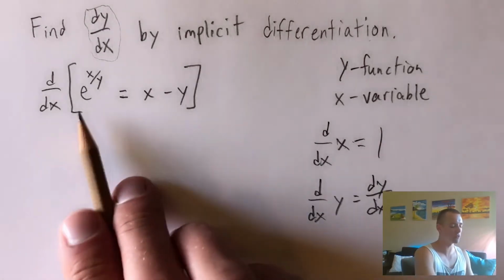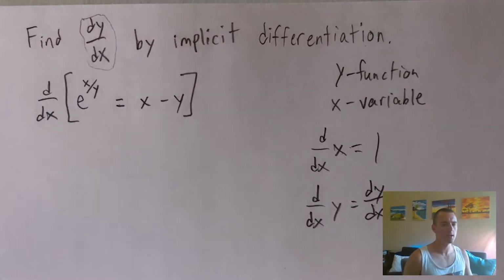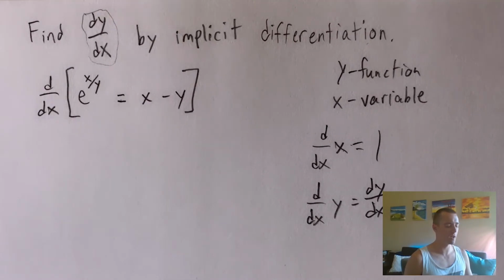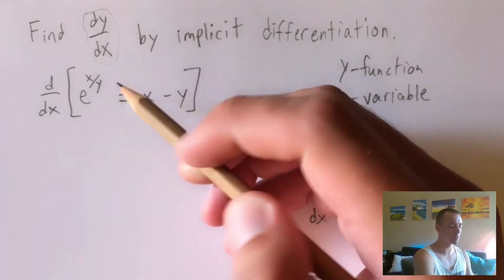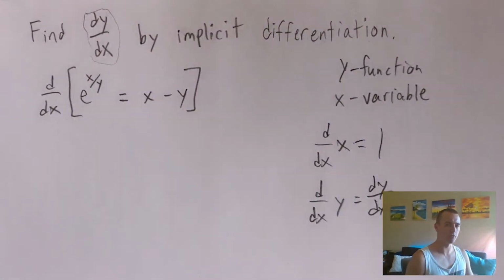So first of all, the derivative of e to the x over y. This is actually a kind of complex piece to find the derivative of. Because it has x's and y's in it, we're going to have to use the chain rule a couple of times here. So the chain rule says if we're taking the derivative of some function plugged into another function, you want to figure out what's your inside function and what's your outside function.